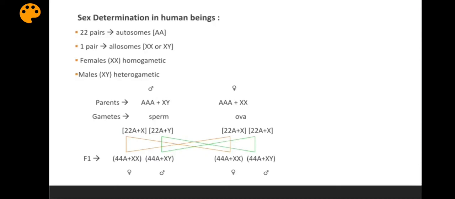In human beings, there are 23 pairs of chromosomes. The first 22 pairs are autosomes. The remaining one pair is the allosome. Females have similar types of chromosomes, so they are called homogametic females. Males have different types of chromosomes, so they are heterogametic males.